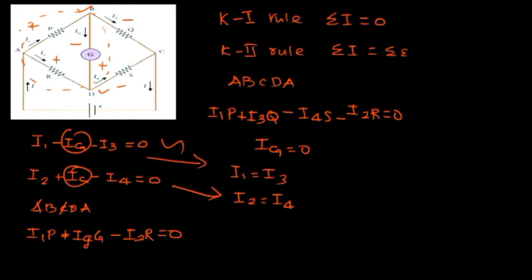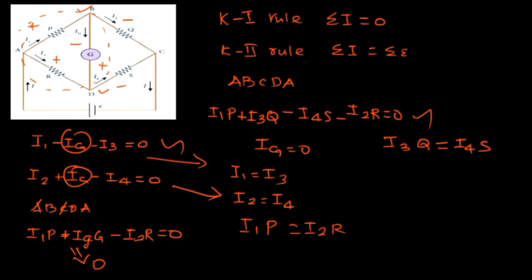You will get this one. And as far as this is concerned, IG goes to 0, so I1P will be equal to I2R. Now very simple thing we are getting. So I1P is equal to I2R, and when you substitute I1P in place of I2R in the other equation, you get I3Q is equal to I4S.